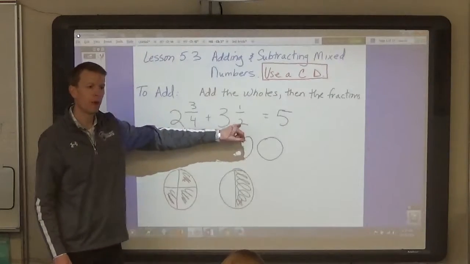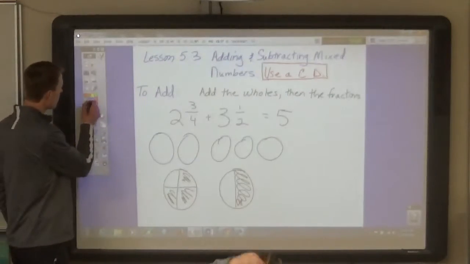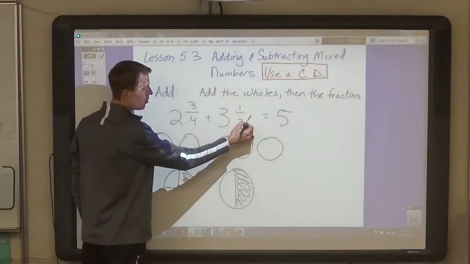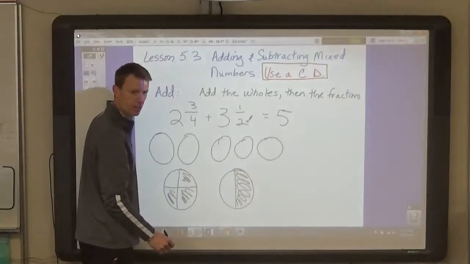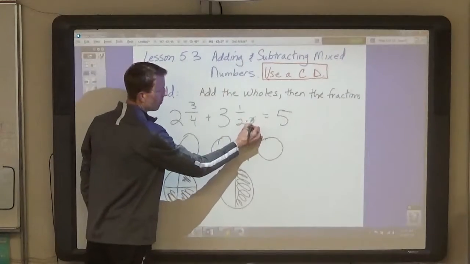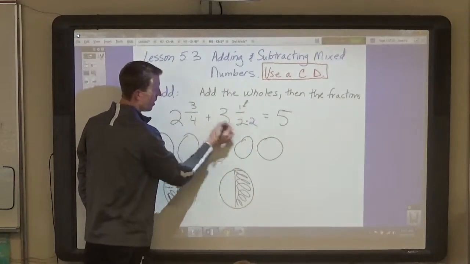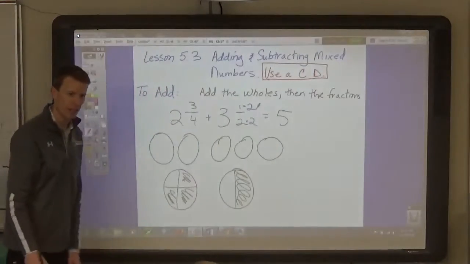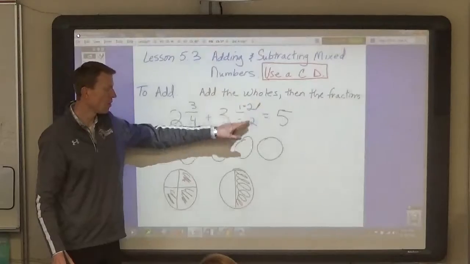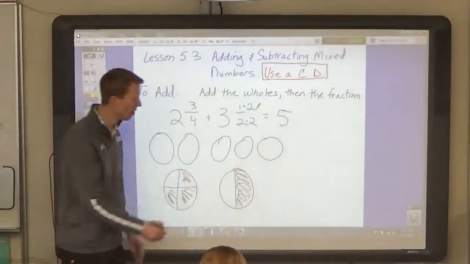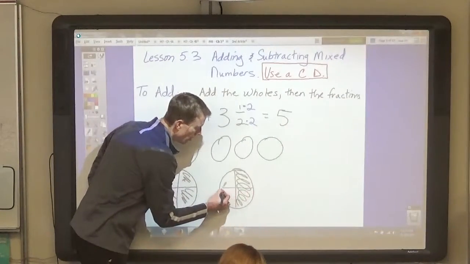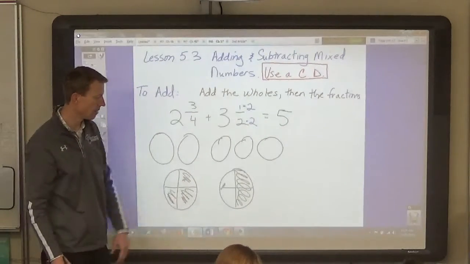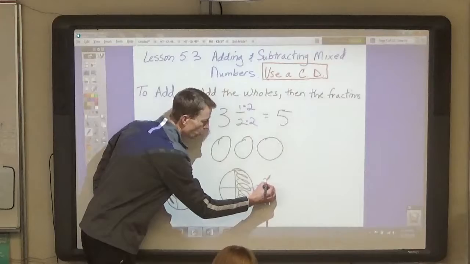No, you have to have a common multiple, right? So we have to change halves to fourths. We have to find a common multiple so that the denominators are the same. Okay, so we multiply both numbers in this fraction by the same number and make it into fourths. Now all the pieces are the same size. And this is 2/4.